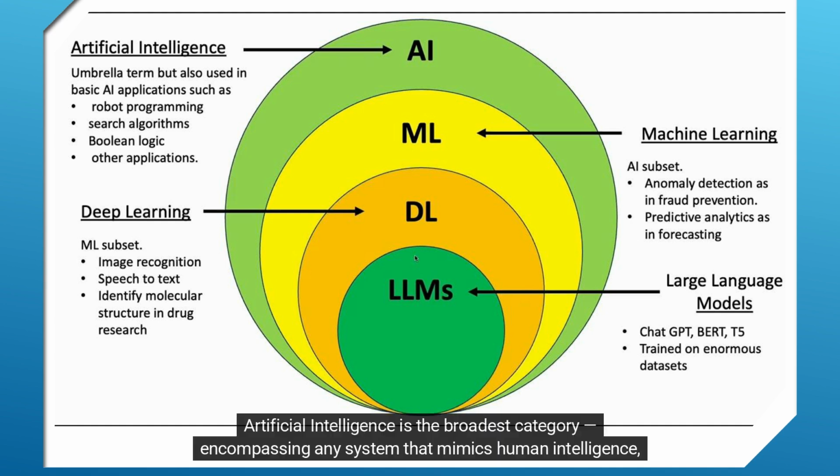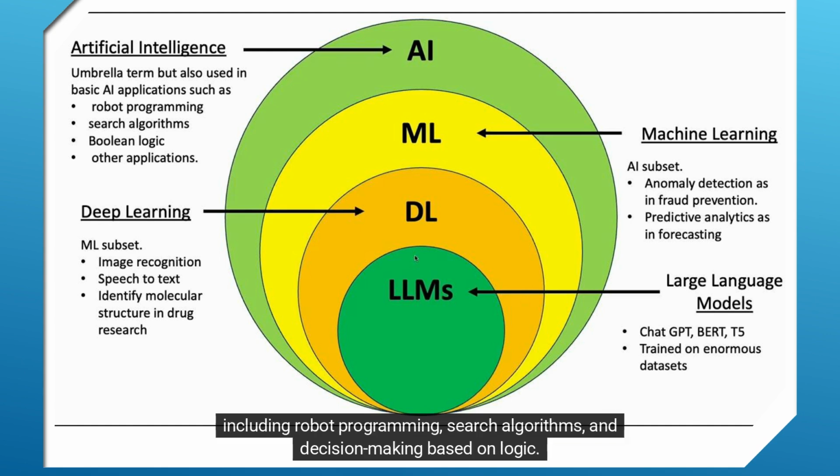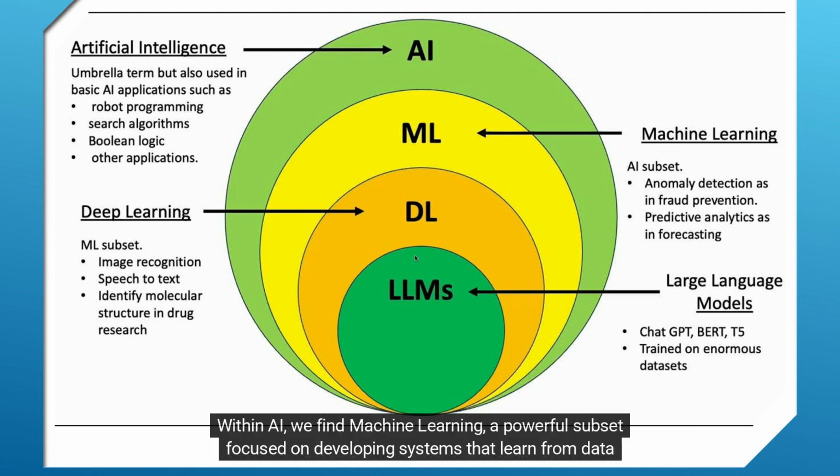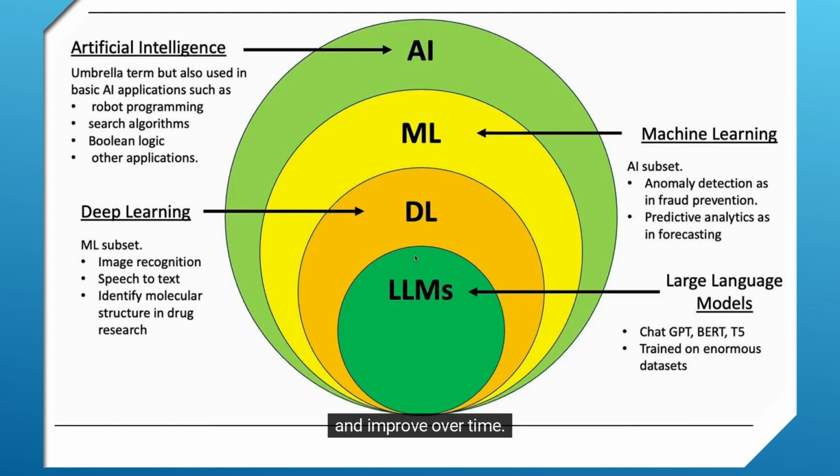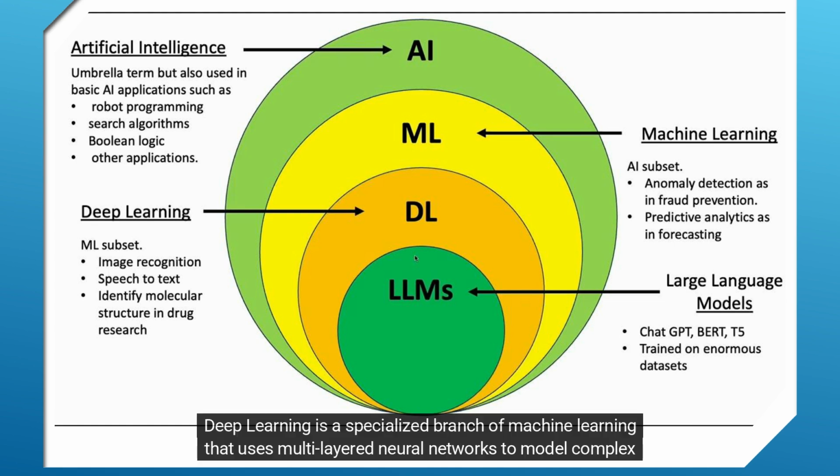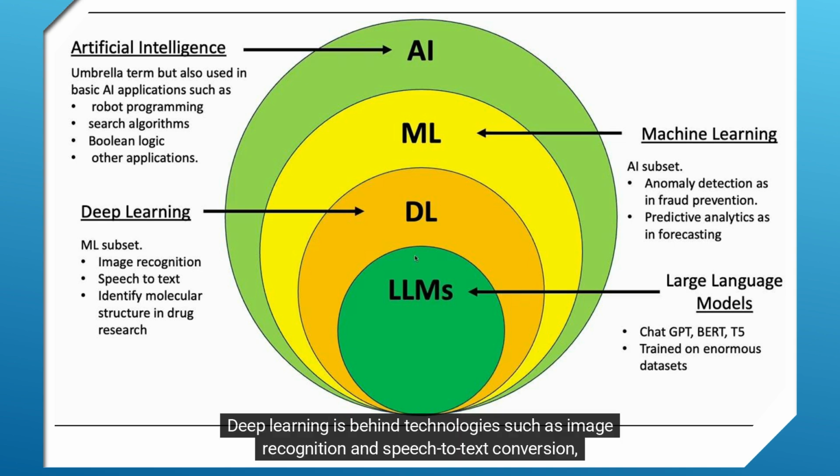Artificial intelligence is the broadest category, encompassing any system that mimics human intelligence, including robot programming, search algorithms, and decision-making based on logic. Within AI, we find machine learning, a powerful subset focused on developing systems that learn from data and improve over time. Deep learning is a specialized branch of machine learning that uses multi-layered neural networks to model complex patterns. Deep learning is behind technologies such as image recognition and speech-to-text conversion.